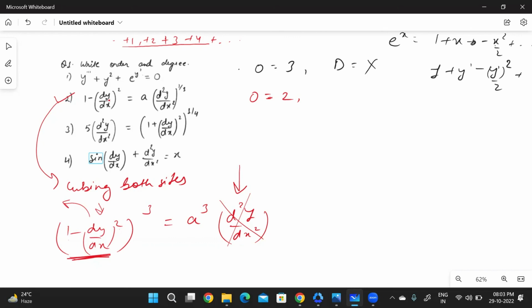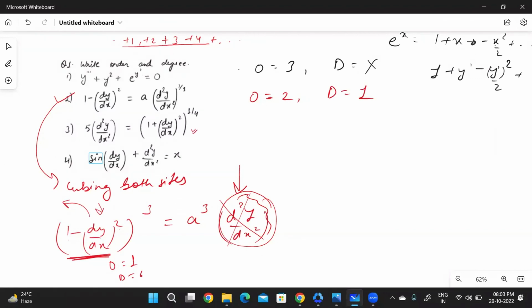Yes, sir. Right, (a minus b) cube is a cube minus b cube minus 3ab(a minus b), so we'll get a b cube term which will give us 6. So if the second derivative term was not present, the answer would be order is 1 and degree is 6. But here when you solve this, you get order is 2 and degree is 1. Okay. Similarly we can do this also.